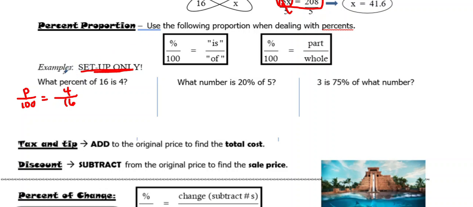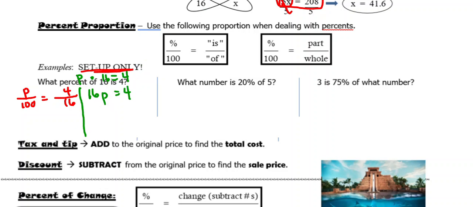a literal equation, or a literal translation. So percent we don't know, so that gets p. Of always means times. 16 is 16. Is means equals, and then you have 4. So if I was going to do this as a percent equation, I have p times 16, but remember algebraically we write that as 16p, and then equals 4. Okay, so there's your algebraic equation.